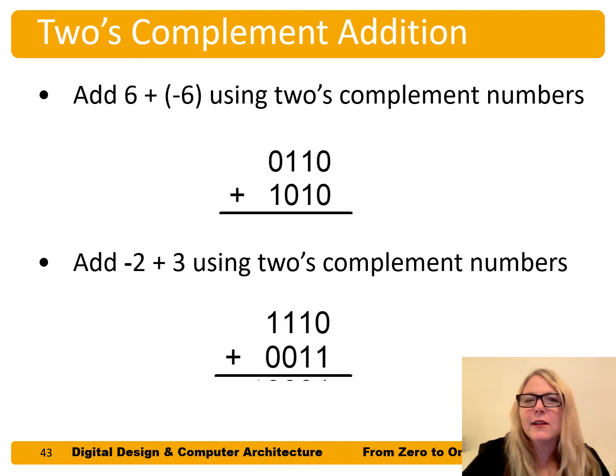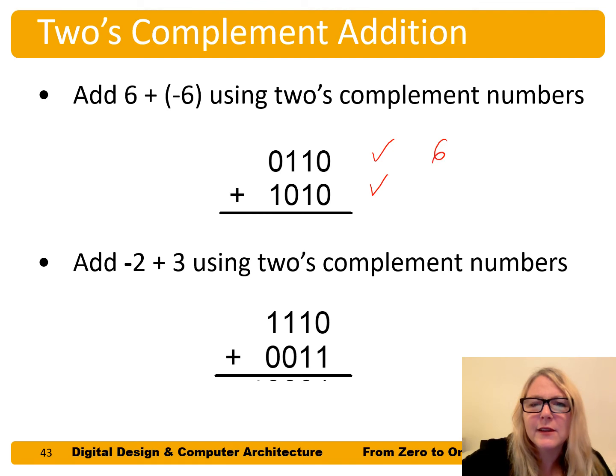So now let's talk about 2's complement addition, so adding 2's complement numbers. So we have these 2's complement numbers. We know this is a positive number. This is a negative number. And the top one we can figure out is 6. We could flip the sign on that bottom one to figure out what the magnitude is.